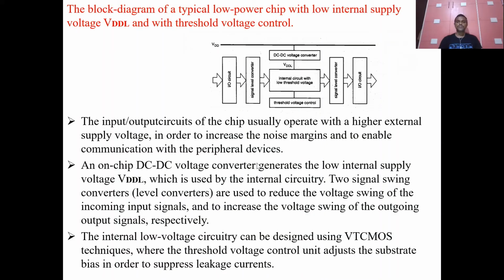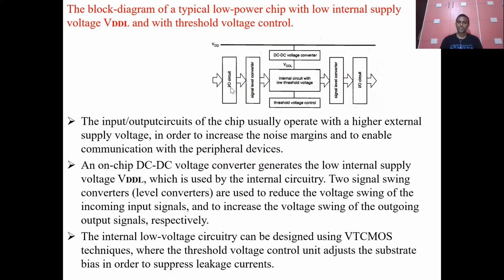So this is one example, the block diagram of a typical low power circuit in variable threshold voltage CMOS technology. The block diagram mainly consists of input-output circuits, signal level converter, and internal circuitry with low threshold voltage, and threshold voltage control and DC to DC voltage converter. And finally, we have signal level converter and input-output circuits. So how it will operate, I will explain here.